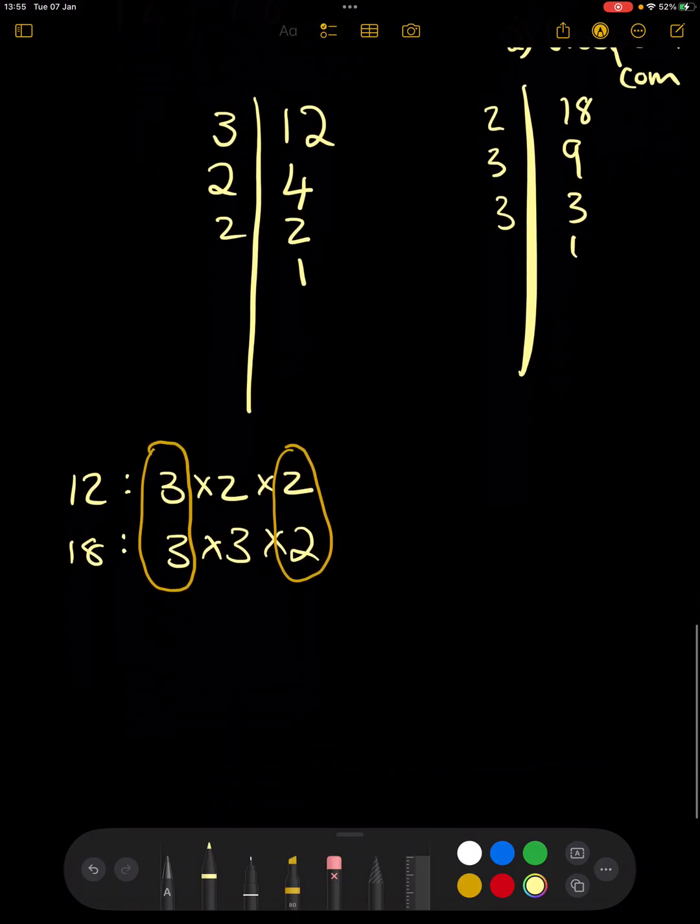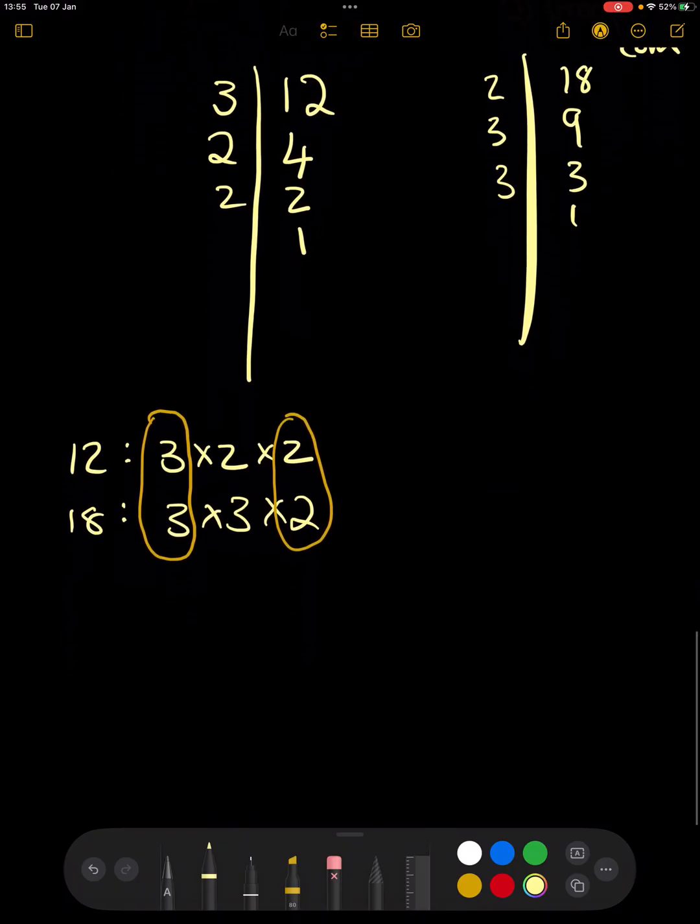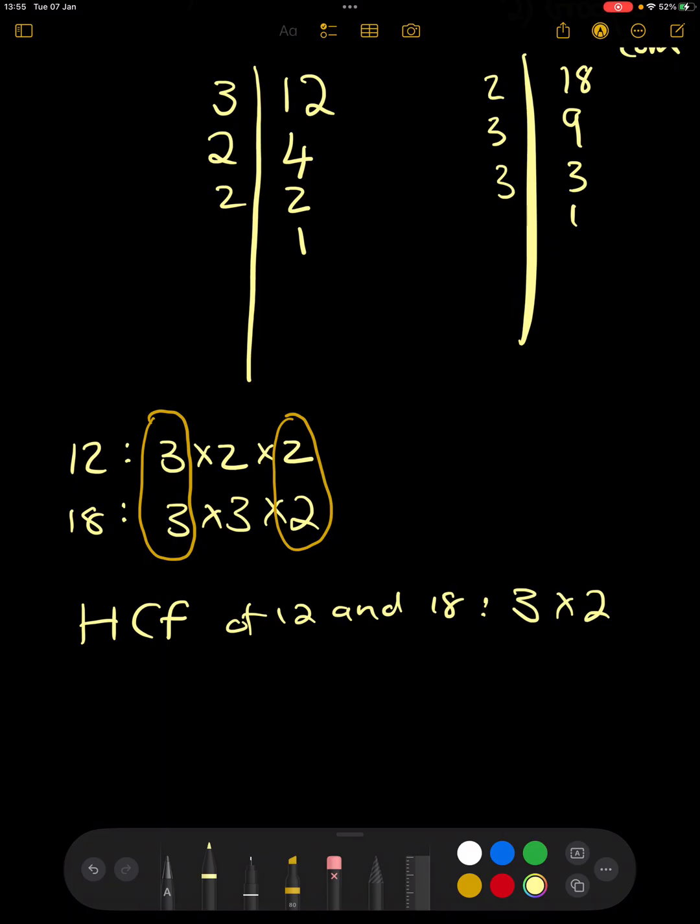So what do they all share in common? Now, all I'm going to do is say to get the HCF of 12 and 18 is very simple. It is just 3 times 2, which means the answer is 6.